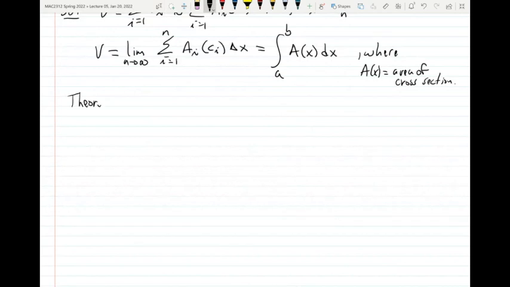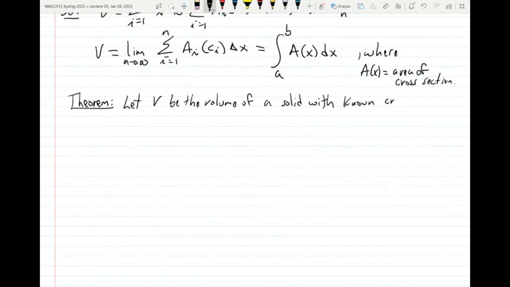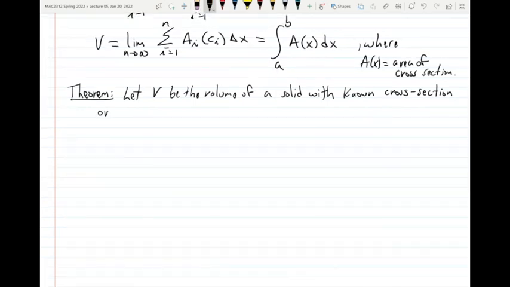Theorem. Let V be the volume of a solid with known cross-section. What I mean by this is that we have a way of figuring out a formula for this area. We know the cross-section. It could be a triangle, it could be a circle, whatever, as long as you can figure out the formula. So let V be the volume of a solid with known cross-section over an interval.